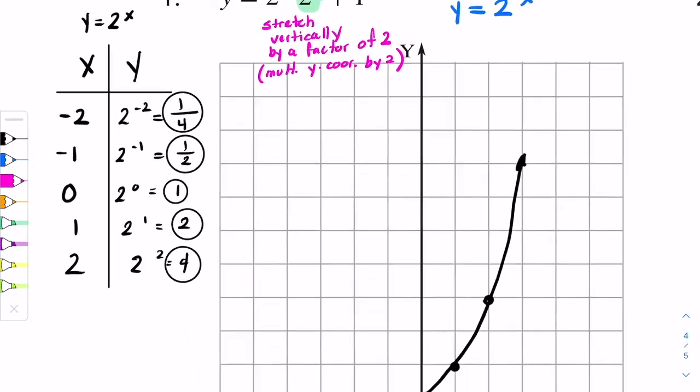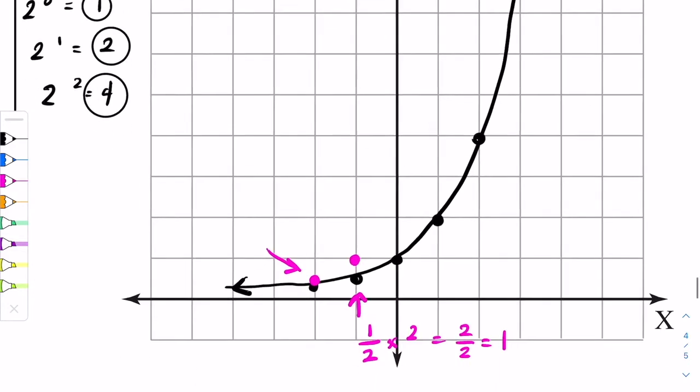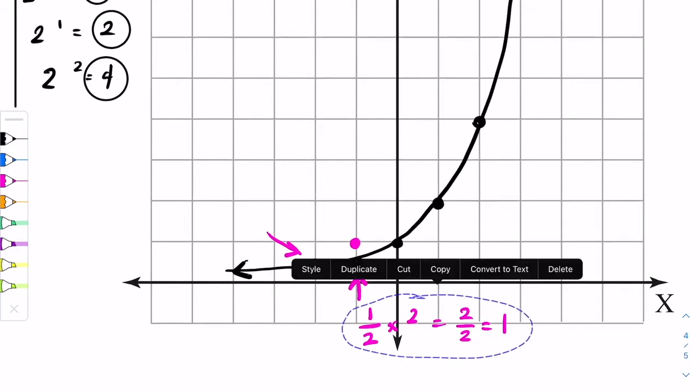So if I come down to the graph, I'm going to look at all of my y coordinates, starting with this one right here. My y coordinate is 1/4. 1/4 times 2 is 2 over 4, which simplifies to 1/2. So I'm going to replot the point at 1/4 at 1/2. This point right here has a y value of 1/2. 1/2 times 2 is 2 over 2, which is equal to 1. Replot that point at 1. X values are not changing, only the y value changes.